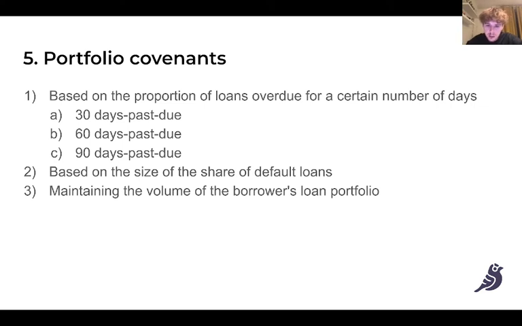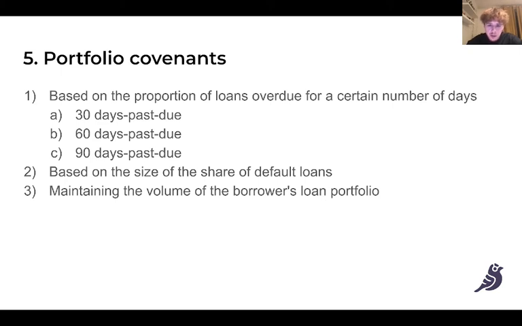The next portfolio covenant is based on the size of the share of default loans. Similar to the previous example, but here we are no longer talking about a delay, but about those cases when the loan funds were not returned at all. For example, the covenant may stipulate the share of such loans should not exceed 3%.